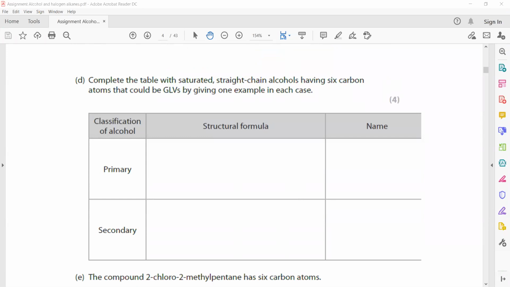That should have 6 carbon atoms. So the first one to have 6 carbon atoms will be CH3. In the structural formula, where you show minimal detail: CH3, CH2, CH2, CH2, CH2OH. And the name of this compound will be hexan-1-ol. And then we have to draw the secondary alcohol.